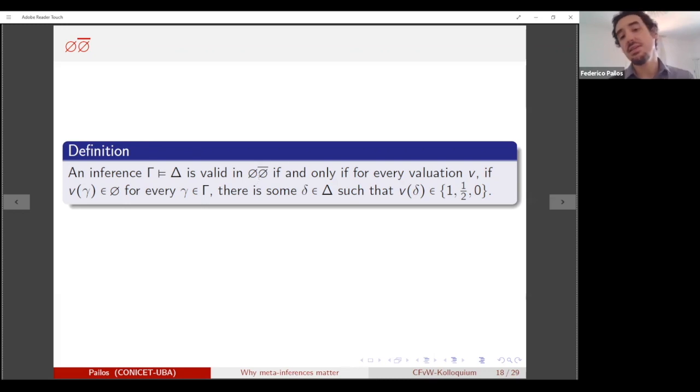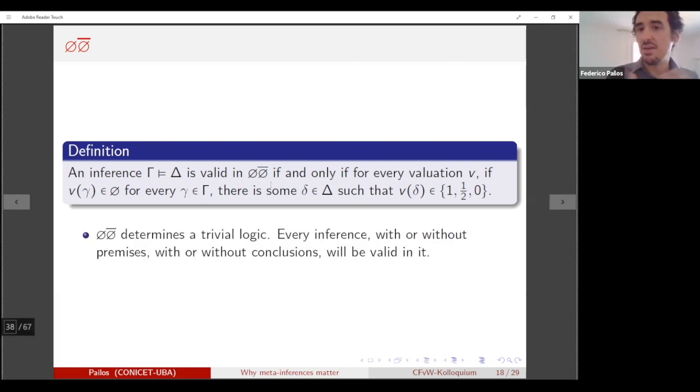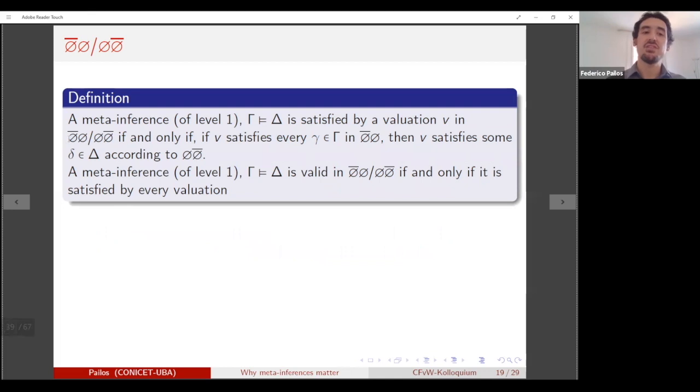So an inference is valid in this logic, nothing everything, if and only if every evaluation that gives a member of the empty set to every premise gives some true value to some conclusion. And of course, this is a trivial logic because every inference will be valid in it. Moreover, every evaluation will satisfy every inference. So why do I care about these two standards? Because with them, it is possible to define a metainferential standard that has the first standard, everything nothing, as the standard for premises of a metainference, and nothing everything as the standard for conclusions of a metainference.